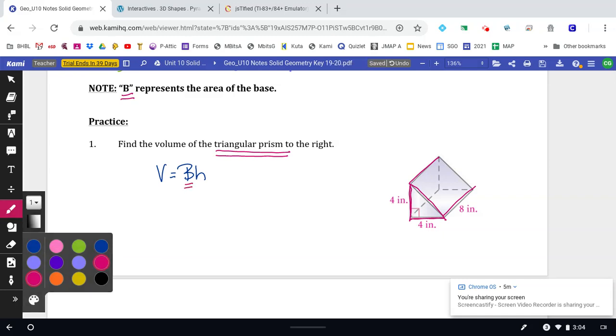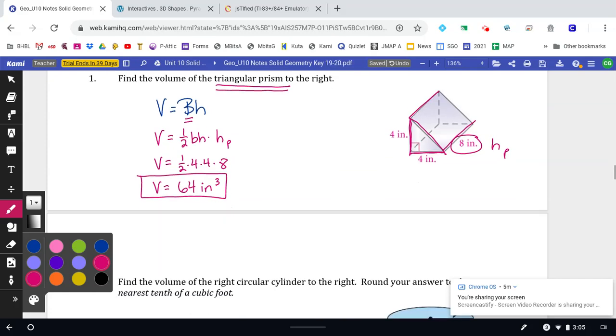But again, big B is the area of that base. So I really have 1/2 base times height times the height of the prism. So the height of the prism ends up being my 8 inches. So plugging my numbers in, 1/2 times 4 times 4 times 8. Multiply that together. I'm getting 64 inches cubed, or cubic inches.